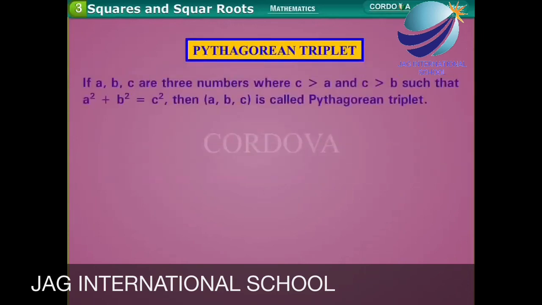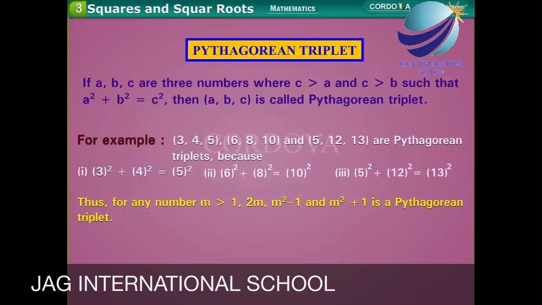Pythagorean triplet. If a, b, c are three numbers where c is greater than a and c is greater than b, such that a squared plus b squared is equal to c squared, then a, b, c is called a Pythagorean triplet. For example, 3, 4, 5; 6, 8, 10; and 5, 12, 13 are Pythagorean triplets because 3 squared plus 4 squared is equal to 5 squared, 6 squared plus 8 squared is equal to 10 squared, and 5 squared plus 12 squared is equal to 13 squared.